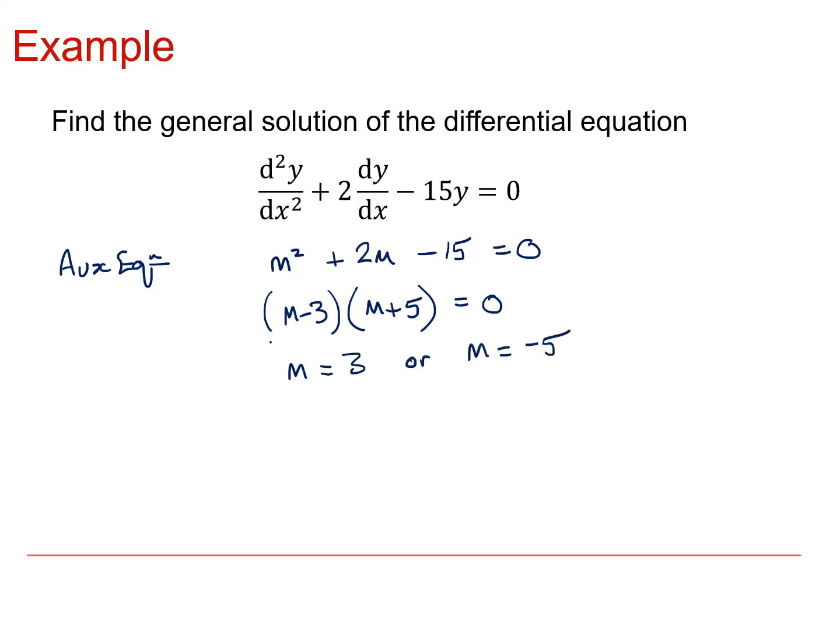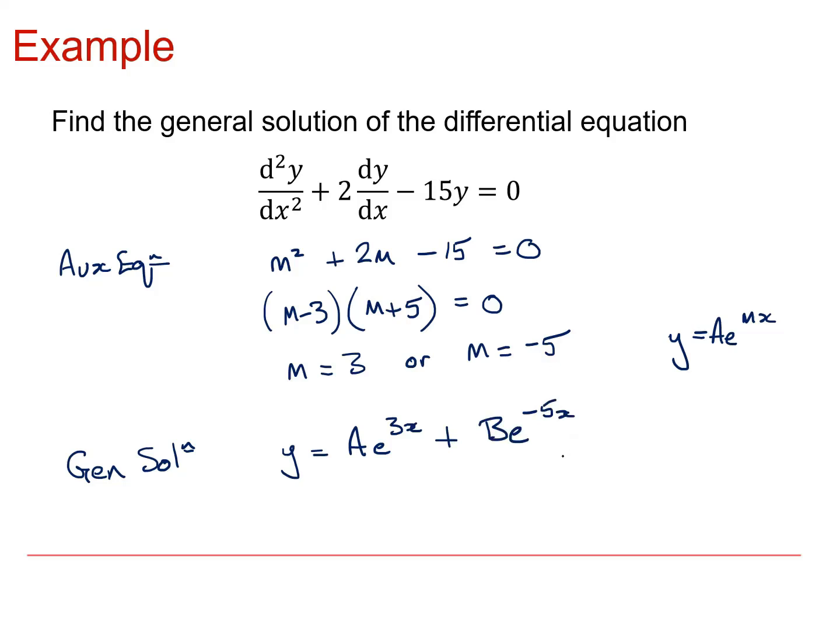Now I know that the general form for this is going to be y is equal to a e to the mx. That's what I'm looking at. The problem being that I've got two values for m. So my general solution has two parts to it. It has y is equal to a e to the 3x, that's from the m equals 3 part, plus b e to the minus 5x, that's from the m equals minus 5 part.